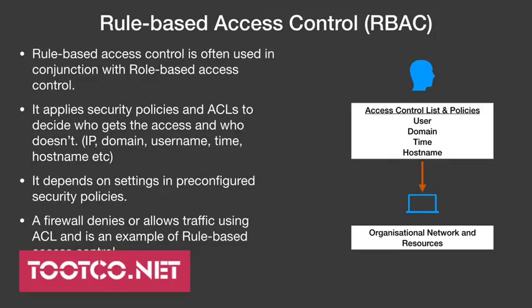Rule-based access control, another RBAC. Rule-based access control is often used in conjunction with role-based access control. It applies security policies and ACLs to decide who gets the access and who doesn't. The ACLs could be based on Internet Protocol address, domains, usernames, timing, hostname, etc. It depends on settings and pre-configured security policies. A firewall denies or allows traffic using ACLs and is an example of rule-based access control.